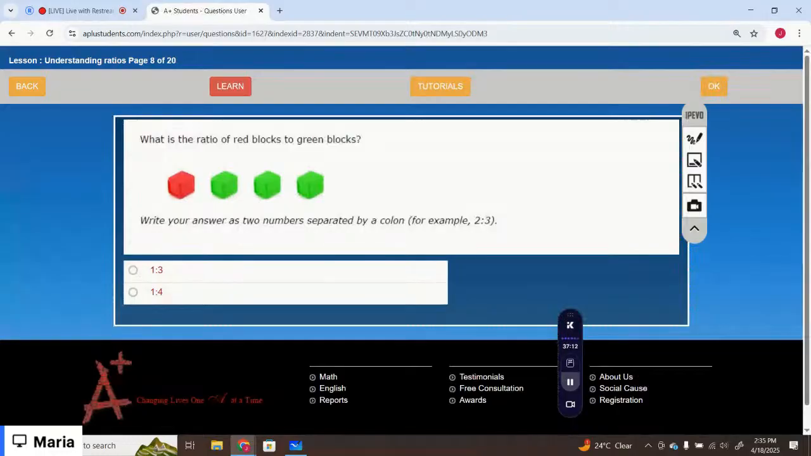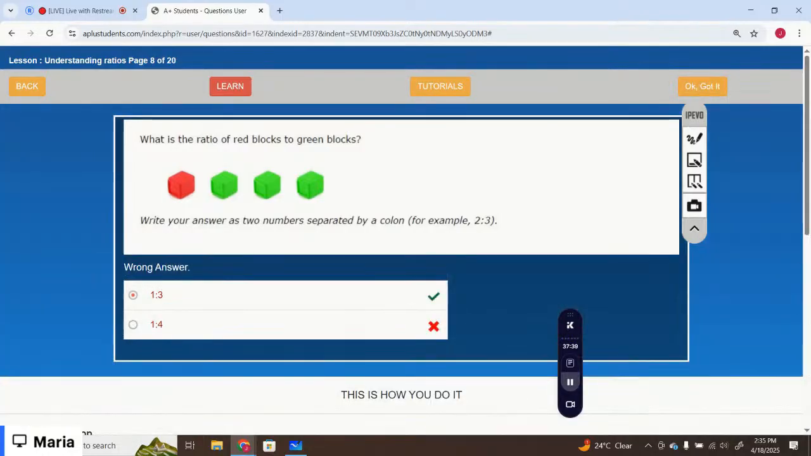What is the ratio of red blocks to green blocks? That is 1 to 4. Option number 2 is the correct option. One, two, three. Option number one is the correct option.